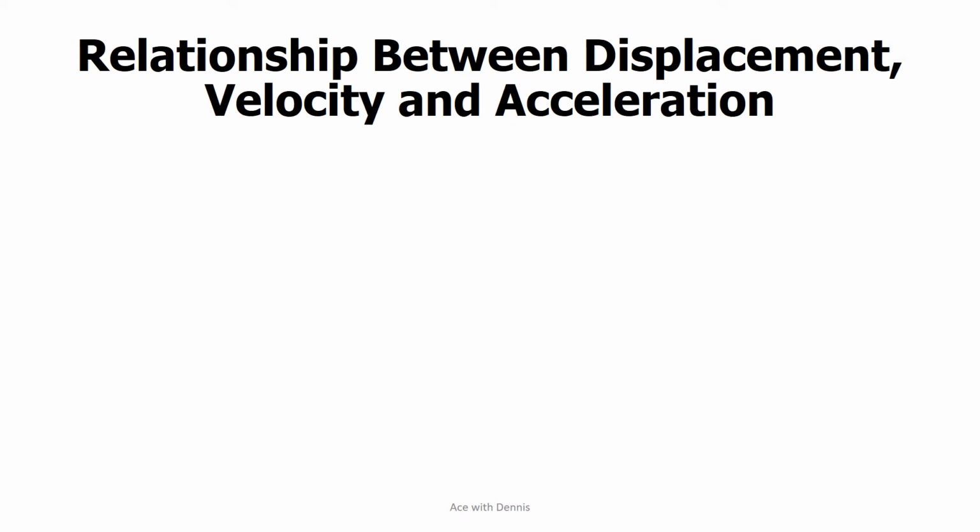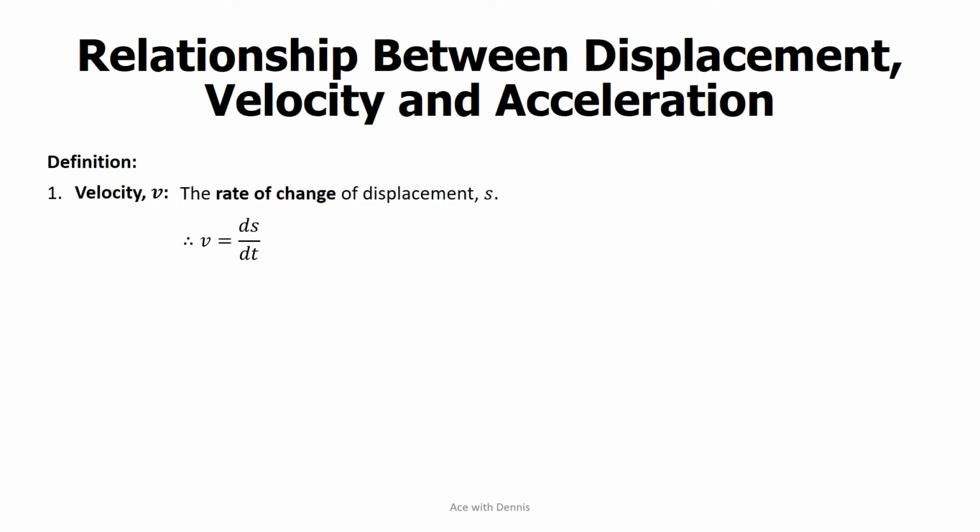Kinematics is all about the relationship between displacement, velocity, and acceleration. Let's look at the definition. 1. Velocity v. Velocity is the rate of change of displacement s. Based on what we have learned in the rate of change lesson, we know that v equals ds over dt. We can also find s, which is the integration of v dt.